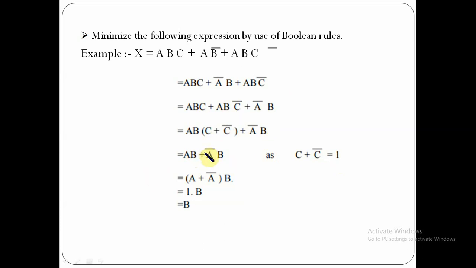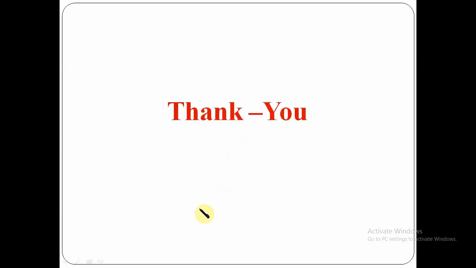But A plus A bar, and B gets taken outside. So A plus A bar is 1, and we get the output 1. In this equation here, AB terms are common, then C plus C bar remains, and A bar B as it is. We simplify and we get the equation B.